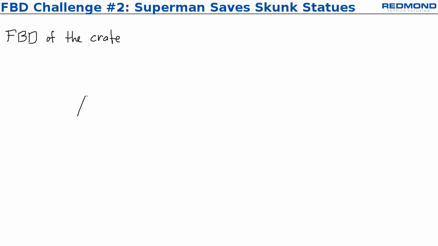Superman is slowing it down, which tells me that the acceleration is in the opposite direction to the crate's velocity. Therefore, acceleration is up the mountain road, and I'll draw it with a squiggly line off to the side. Now, what forces act on the crate?